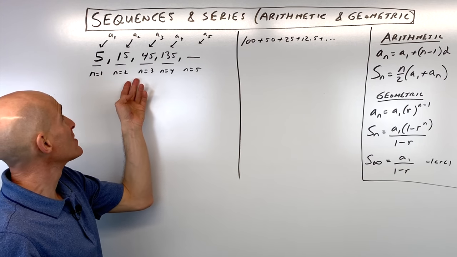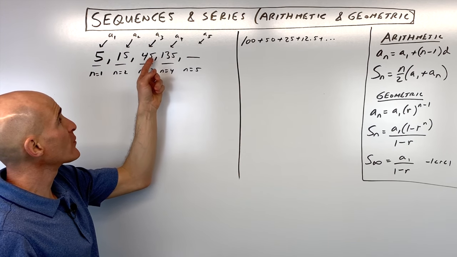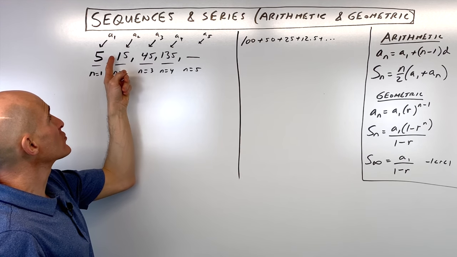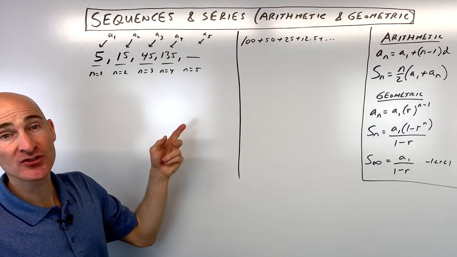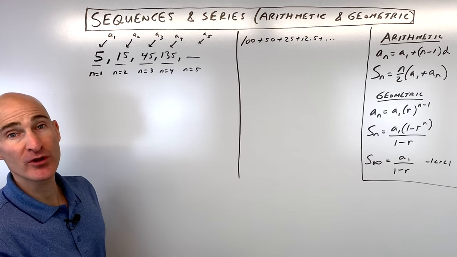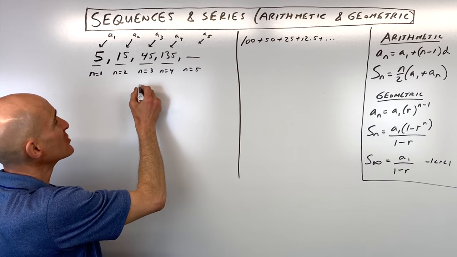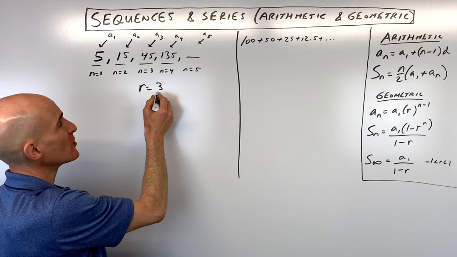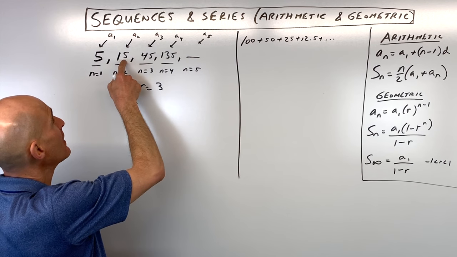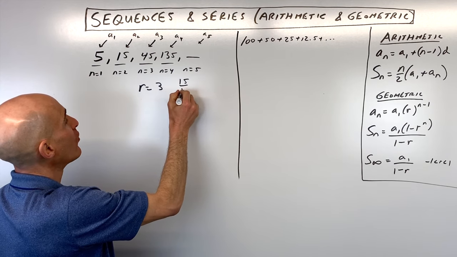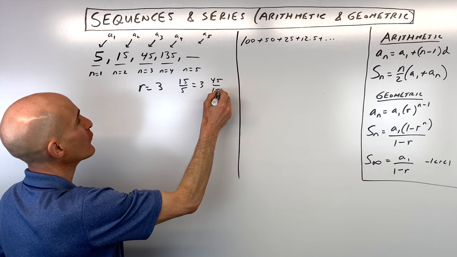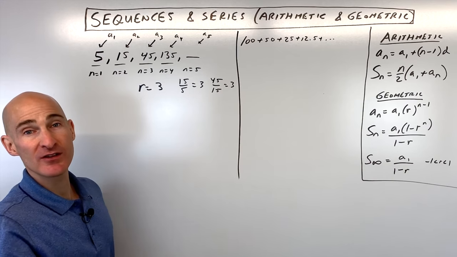Let's take a look at this sequence now. We've got 5, 15, 45, 135, dot, dot, dot. What are we doing to get from this term to the next term to the next term? Well, here you can see we're actually multiplying by 3. And this thing that we're multiplying by each time is called the ratio, so r for ratio. If you're having trouble finding out what that ratio is, just take the number divided by the one before it. Same thing here, 45 divided by the number before it. And you can see we're getting 3, 3, 3, 3.